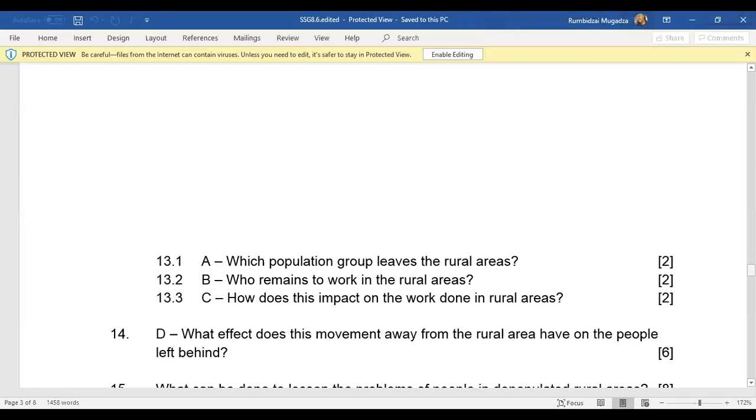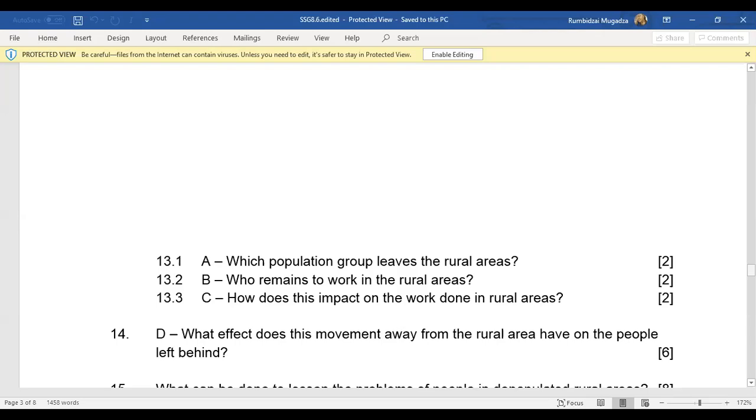And who remains in the rural areas? 13.2. Who remains to work in the rural areas? When the young people are gone, who is left behind? The old people, yes, Celine. The adults, yes. Thank you, Musa. So only the adults and the older people are left in the rural areas.